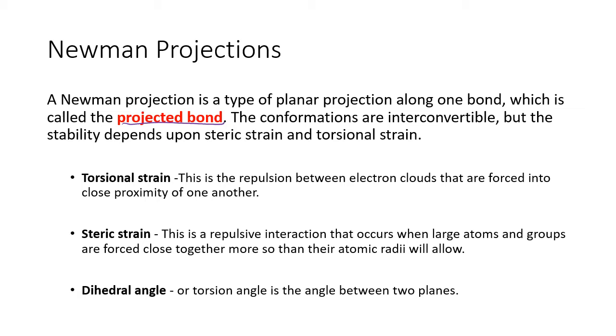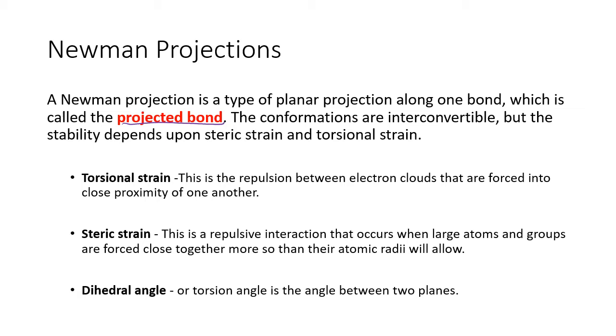The first thing is torsional strain. This is the repulsion between electron clouds when they are forced into close proximity of one another. There is also steric strain. This is a repulsive interaction that occurs when large atoms and groups are forced close together, more so than their atomic radii will allow.